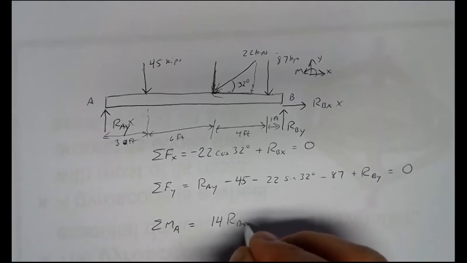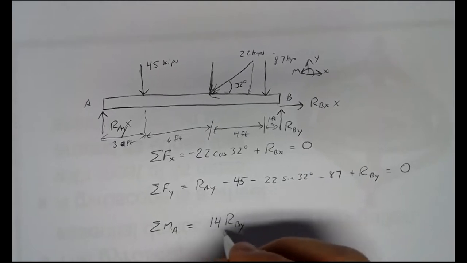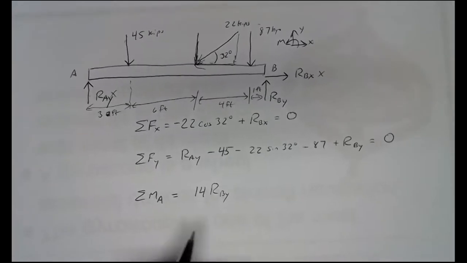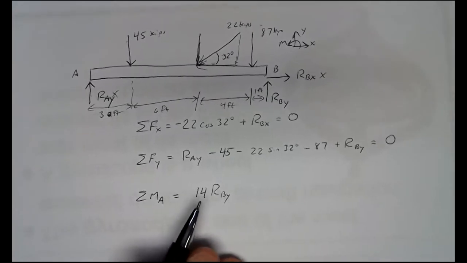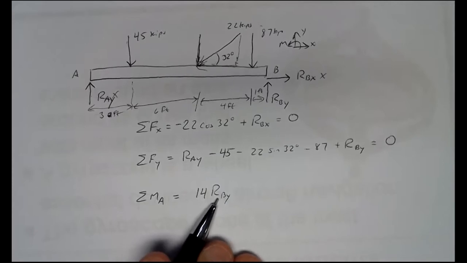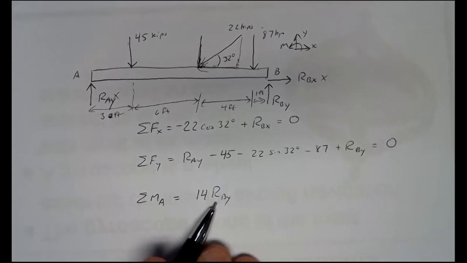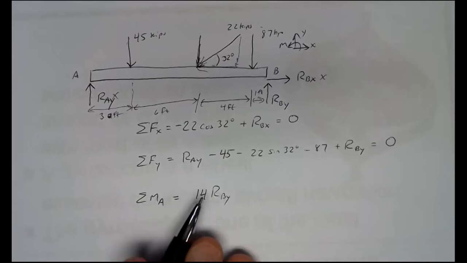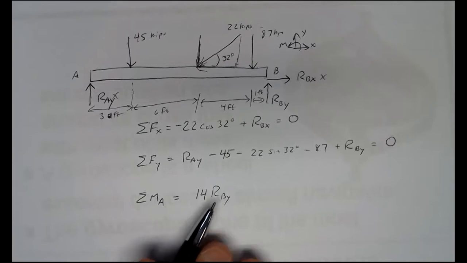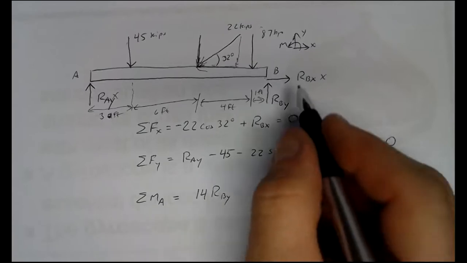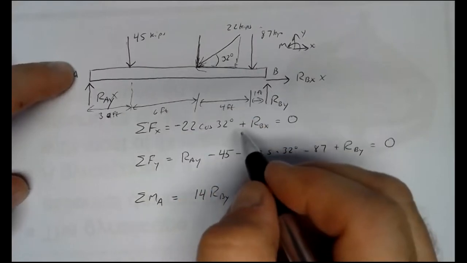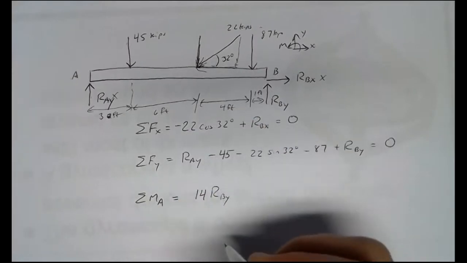14 RBY. Don't forget the arm in front of your unknown force. Most common mistake people make with this. They just have RBY in there, and they get some unreasonably large value for their force. It's because they don't really have the force, they have the moment. We need the arm in there so that we really get the force out. Now, RBY pushing up here would create a counterclockwise moment, so it'd be positive.